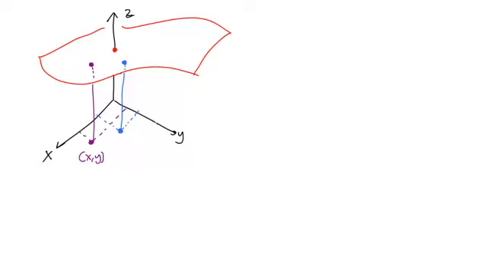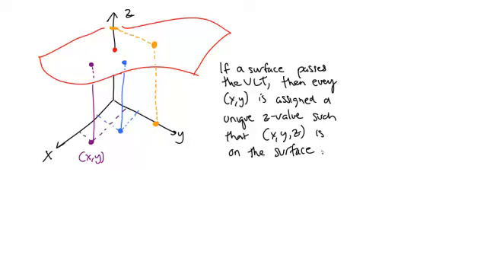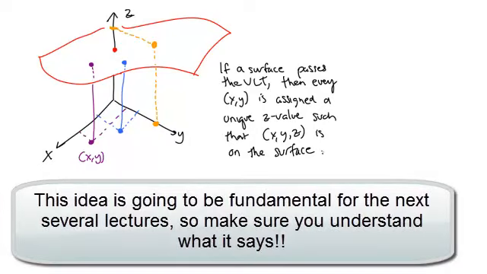Let's look at that a slightly different way. What this means is this. For every point in the xy plane, there is exactly one z value connected to that point on this particular surface. Let's say it one more time to be precise. If a surface passes the vertical line test, then every point x, y in the plane is assigned a unique z value such that the point x, y, z is on the surface.